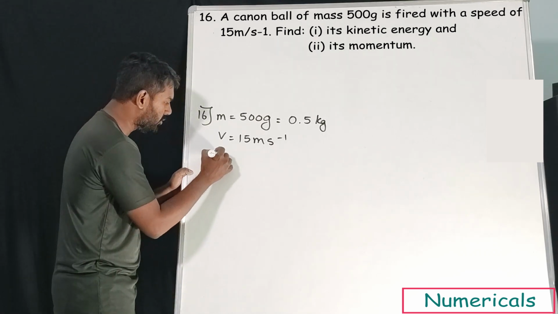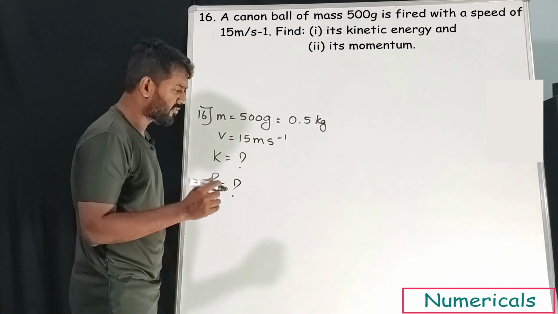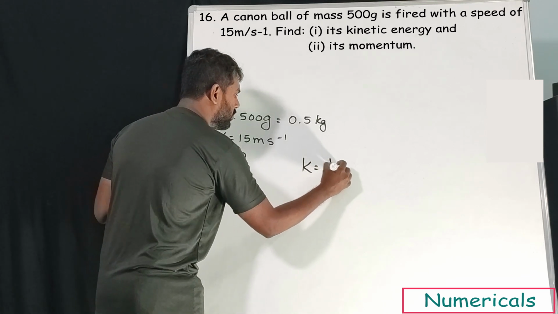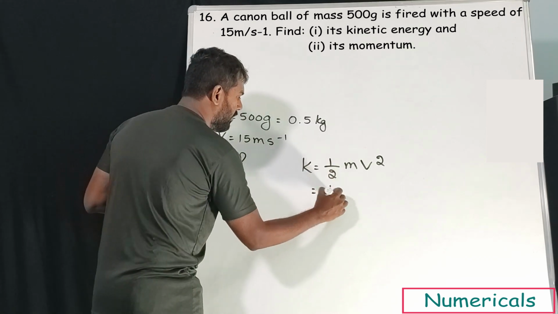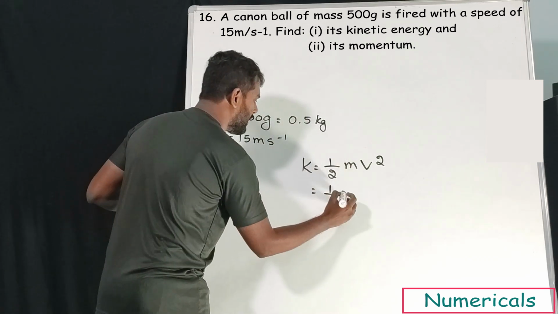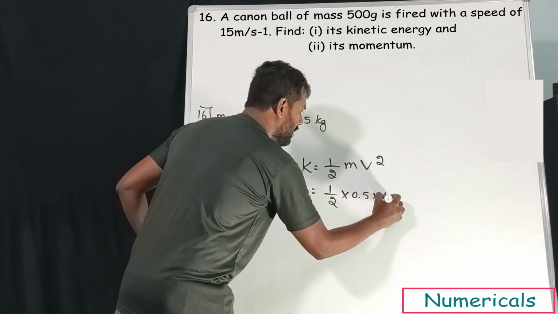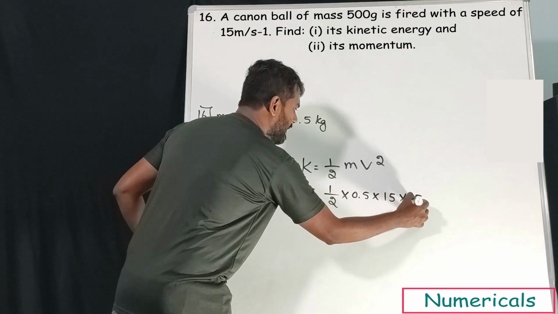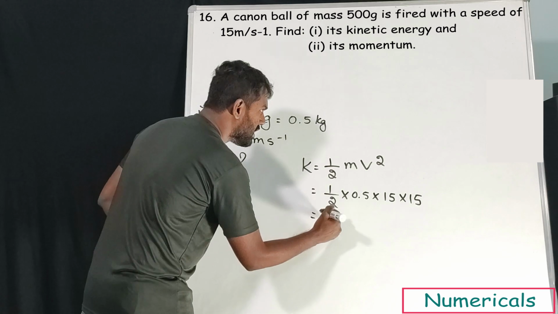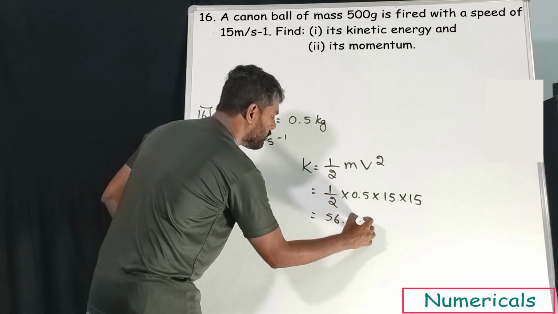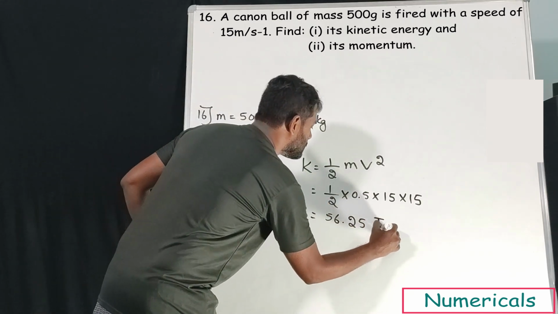Next we have to find kinetic energy and also momentum. What is the formula for kinetic energy? K is equal to half mv square, correct? Substitute the values. Half I'll write as it is. Mass is 0.5. Then v, what is v? That is 15. 15 square, I can write it as 15 into 15, correct? So if you calculate all these things, we will get 56.25. What is the SI unit of kinetic energy? That is nothing but joules.